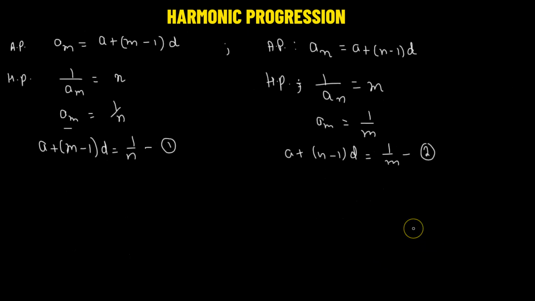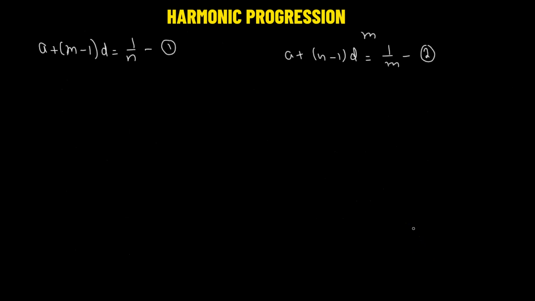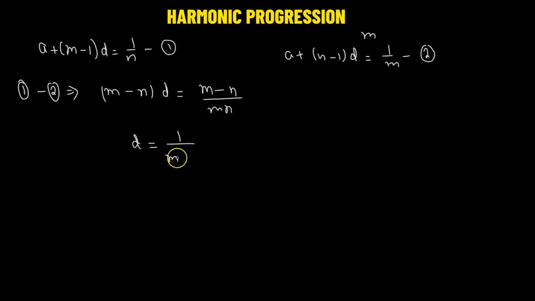So what we'll do, we'll use equations 1 and 2 to find out the value of the first term and the common difference. So let's do 1 minus 2. So here we have m minus n times d on the left hand side, and on the right hand side we have 1 over n minus 1 over m. So that becomes m minus n over m times n. So solving for d, we get 1 over mn. So this is going to be the value of the common difference.